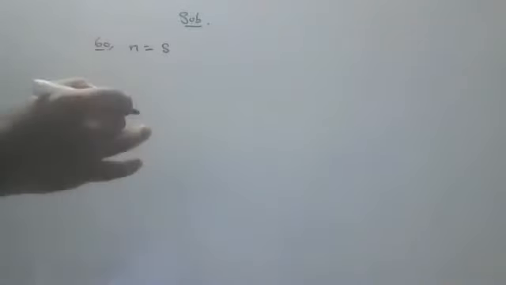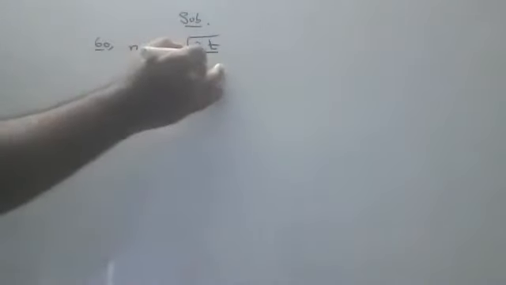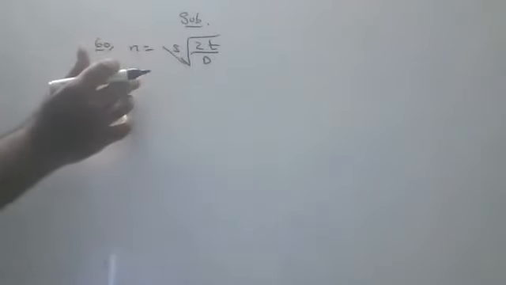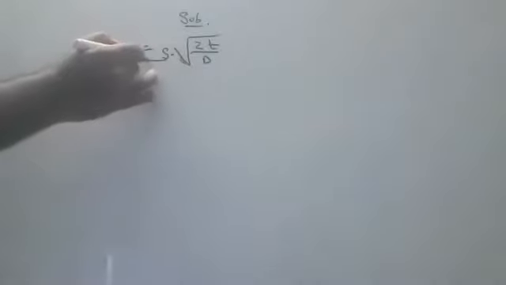Make t the subject in n is equal to s into under root of 2t by d. Okay, children, s is not inside. If s is inside, it is different, but here s is outside. So first, here the multiplication becomes division.